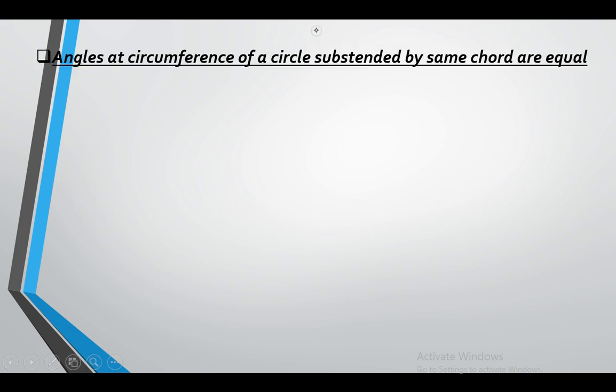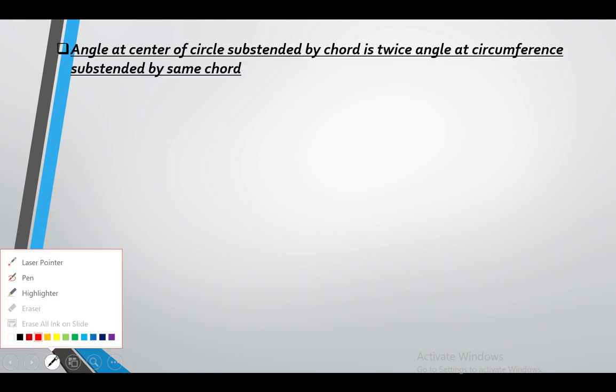Most of the time in your book, they will say to you, the angle at the center of a circle subtended by the arc is twice the angle at the circumference subtended by the same arc. So I prefer to say chord. I prefer to use the word chord. So we are going to look at this theorem that says the angle at the center is twice the angle at the circumference. Let's say we have got a circle.